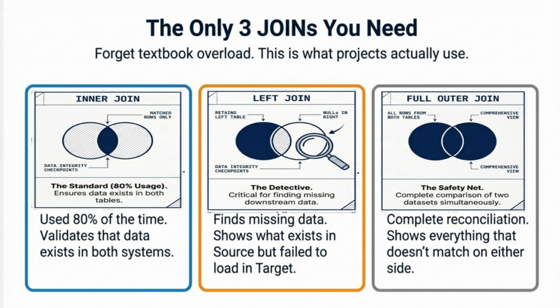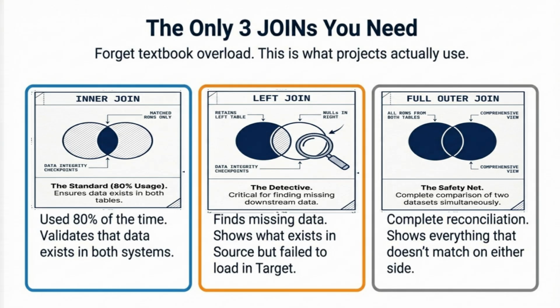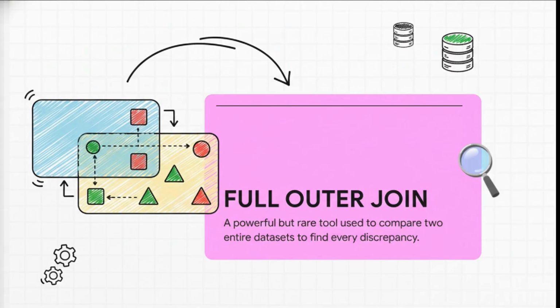Next is the left join. Think of this as your primary weapon for detective work. Its main job: to find records that were supposed to be there, records that existed in the source system but somehow got lost during that ETL process. And finally, we have the full outer join. Now, you won't use this every day, but when you need to do a complete side-by-side comparison of 2 huge data sets to find every single difference, like during a big data migration or a full system audit, this thing is an incredibly powerful tool to have in your back pocket.